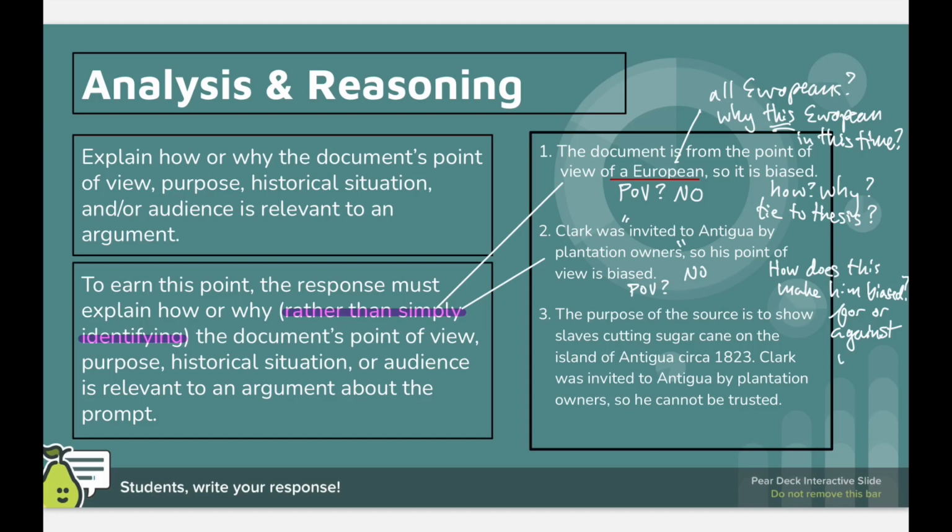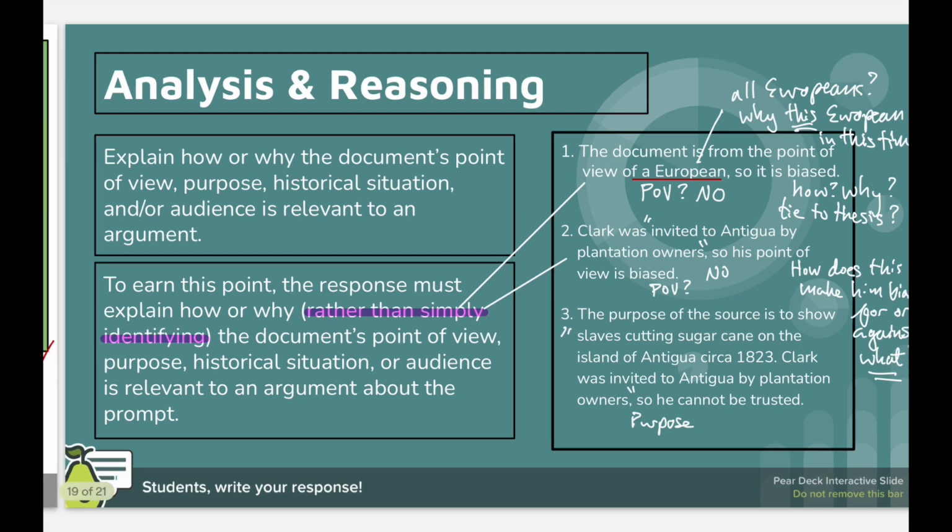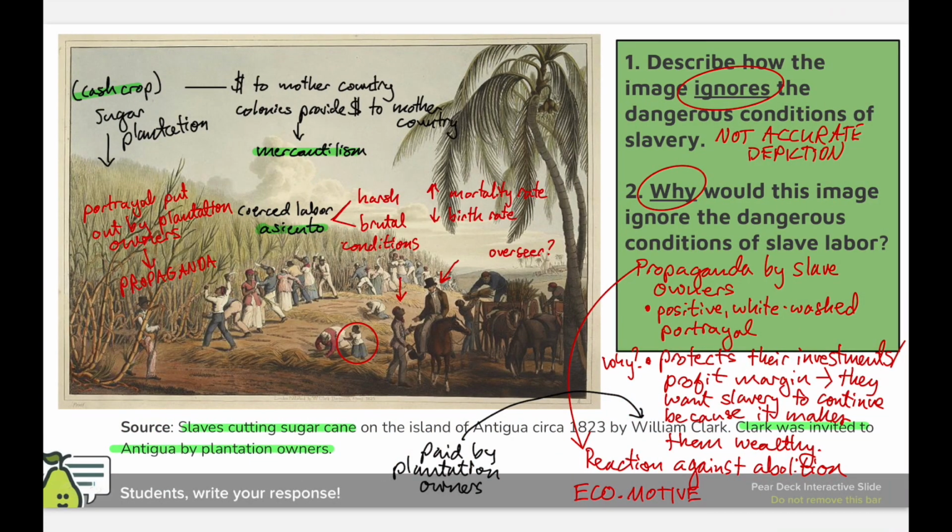Number 3, the purpose of the source is to show slaves cutting sugarcane on the island of Antigua circa 1823. Clark was invited to Antigua by plantation owners, so he cannot be trusted. Would this qualify or no? So let's look at the document. Remember that you can't copy and paste from the document.